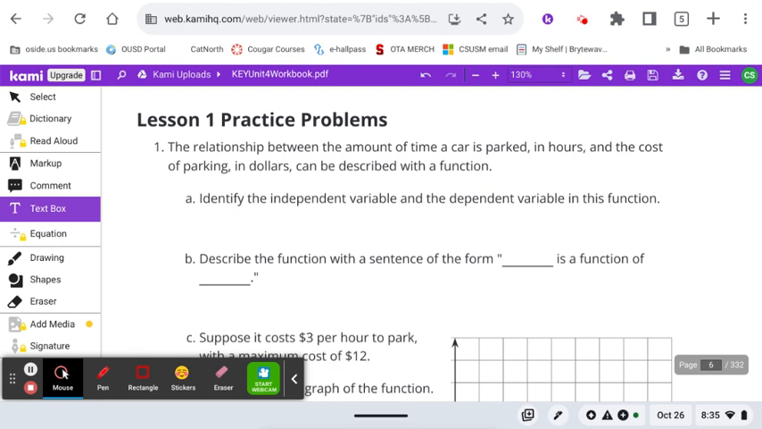The relationship between the amount of time a car is parked in hours and the cost of parking in dollars can be described with a function. It is asking to identify the independent and the dependent variables. So what do you think? The amount of time that the car is parked is the independent, but the cost of parking depends on how much you're parking. So if that's what you were thinking, you got it.